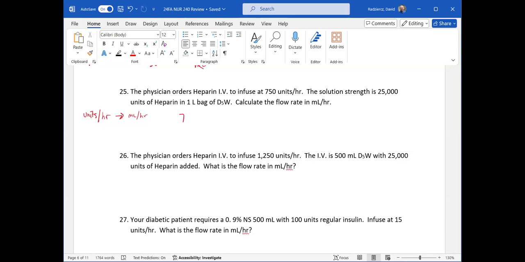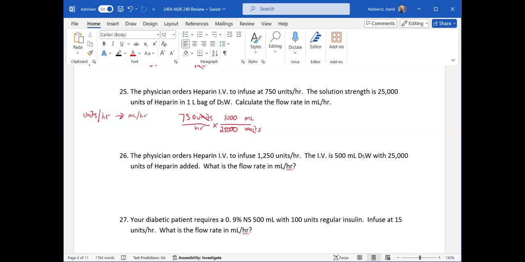I'm going to take my 750 units per hour. I'm going to look at my IV solution to see if I can eliminate units and convert it to milliliters. And I know that I can because that's why this question is here. I have 25,000 units of heparin. And then it says 1 liter bag. So you might mark that as 1,000 milliliters. Make sure you convert liters to milliliters before you proceed with this question.